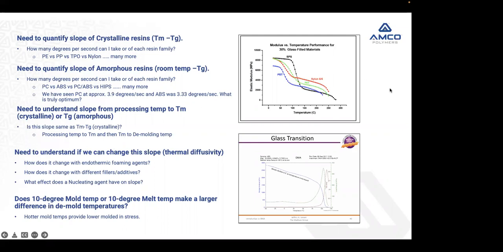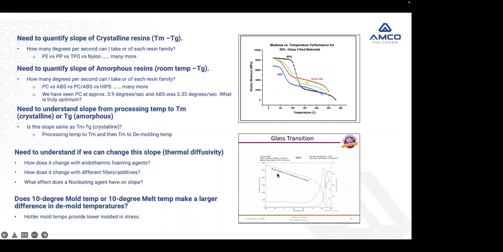I also want to know when I'm processing out here, way to the right, much hotter than my T sub M. So what is the slope of this curve for what I can come out? Like I said, nylon, we found out, or for polycarbonate, I found out it's about 4 degrees a second, ABS about 3.3 degrees a second. But what is it out here for my processing temperature till I get to my T sub M? Does that match that same slope that I have here? How about for amorphous? Quantify the slope of my amorphous.